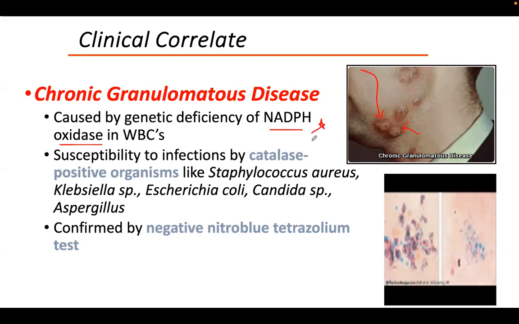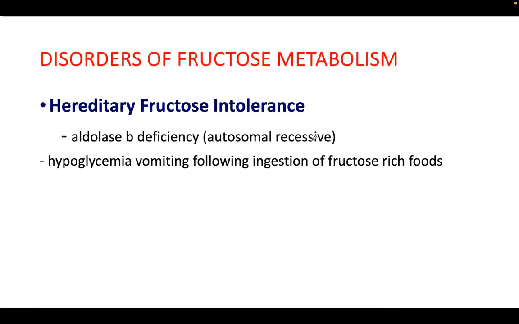So enzyme, NADPH oxidase. Now, for us to top the exam, we need to dig all of the references which are found in the syllabus of the Board of Medicine. They mention disorders of fructose metabolism. So in hereditary fructose intolerance, there is a deficiency of aldolase B. This is an autosomal recessive disorder which presents with hypoglycemia and vomiting after ingestion of fructose-rich foods.